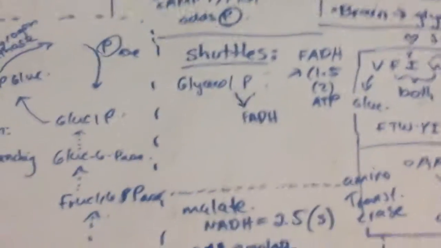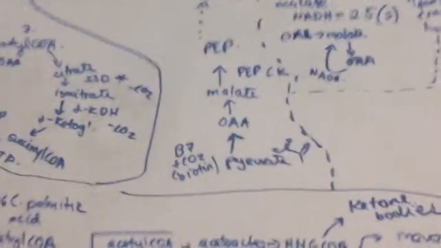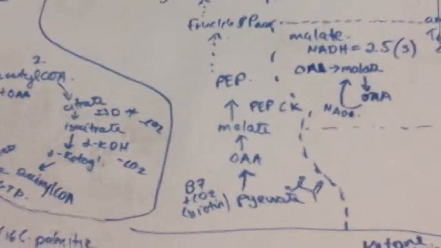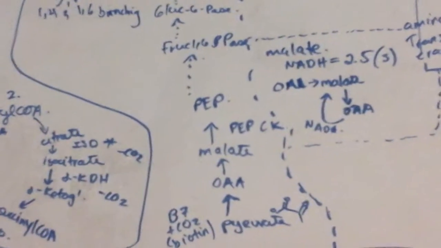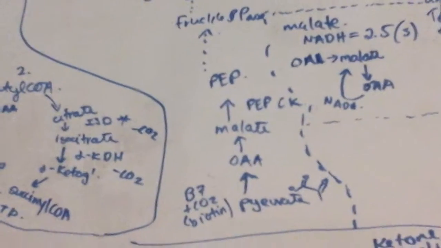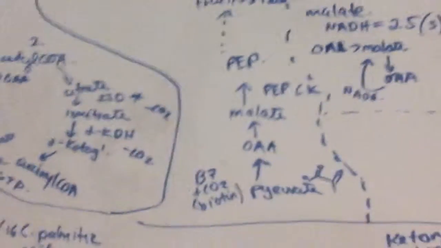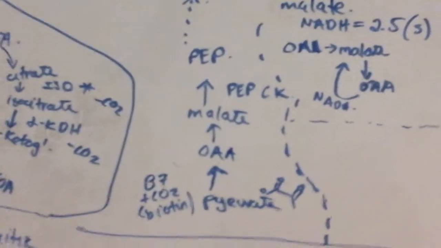Okay, so we went through the shuttles. Okay, so if we want to go through gluconeogenesis, we have to go back, and there are some irreversible steps in glycolysis. We have to overcome those. So the first thing that we have to do is to transform pyruvate into oxaloacetate using a carboxylase. A carboxylase generally adds carbon dioxide, and it's B7 dependent, so it's biotin dependent. Anything that adds carbon dioxide probably depends on biotin. Anyway, so you get oxaloacetate, and then from oxaloacetate you go into malate using the malate dehydrogenase enzyme.